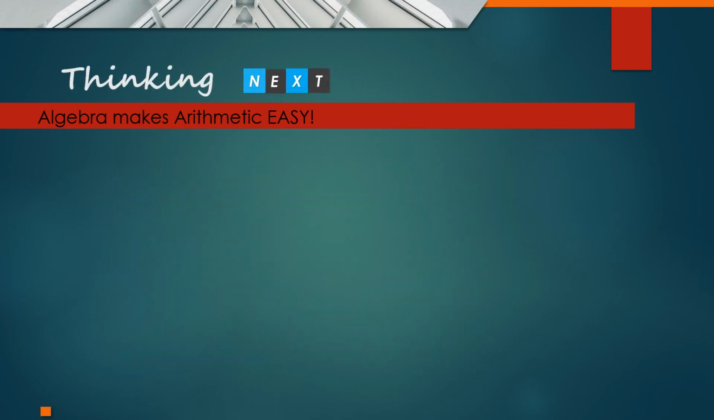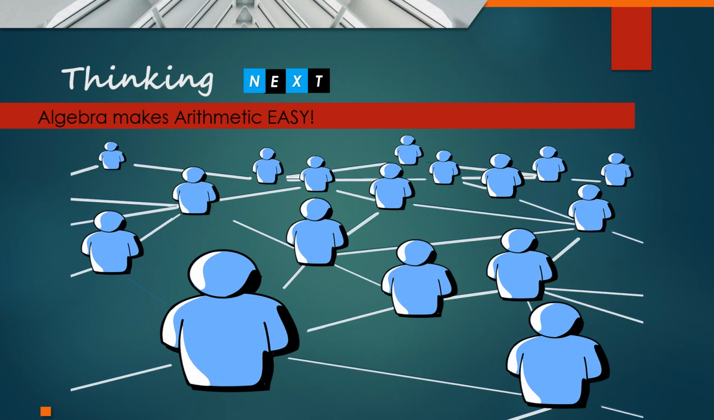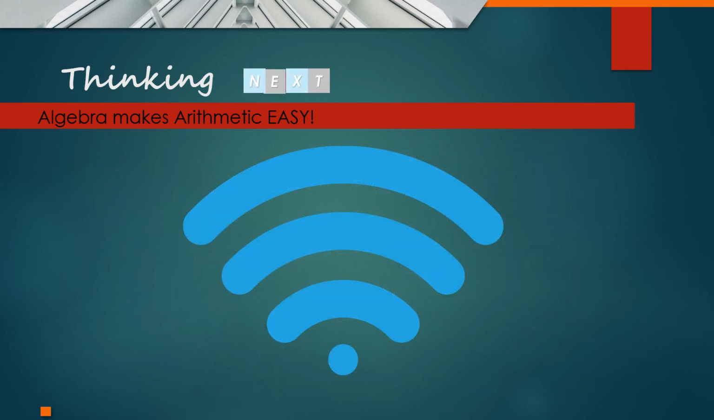And now, this is a segment I would like to call Thinking Next, where I want to talk about algebra and arithmetic. Arithmetic is where one person sends a message to another person, and then another, and then another, until everyone gets the message. Whereas algebra, one person sends the message out and everybody gets the message at the same time. Very close to what I think is a broadcast.